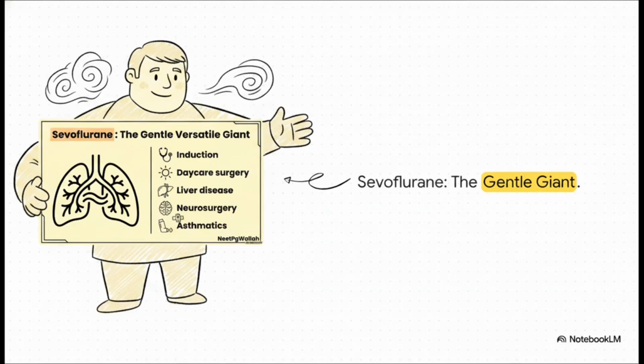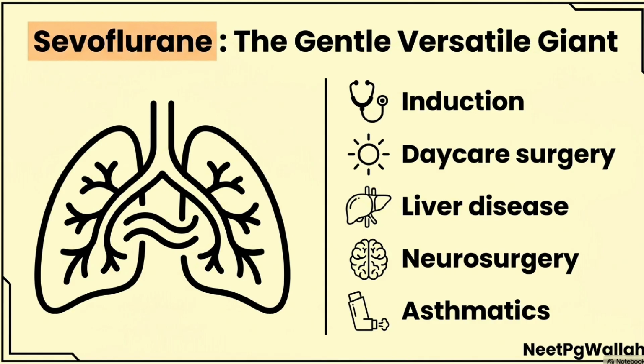Meet our very first persona, sevoflurane. We call this agent the gentle, versatile giant. Think about its foundational role across incredibly diverse surgical scenarios. We're talking everything from your standard induction to daycare surgery, managing liver disease, neurosurgery, and even handling asthmatic patients. It's the gentle giant because it plays a remarkably smooth, reliable role across all of these situations.